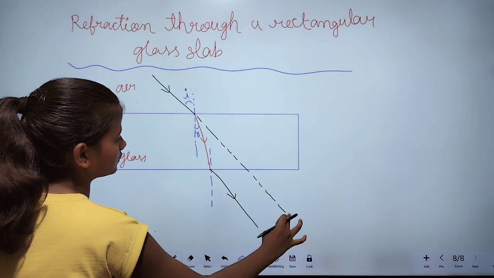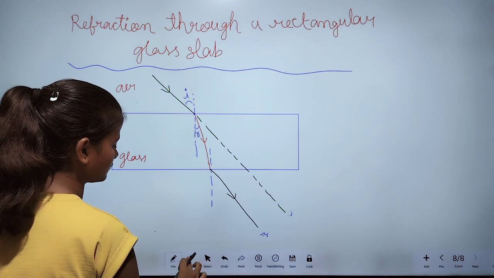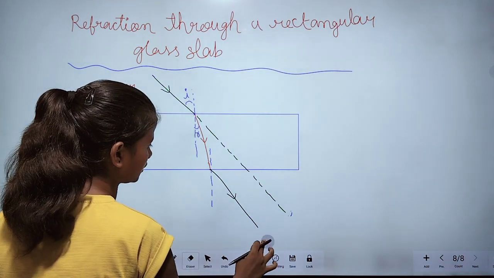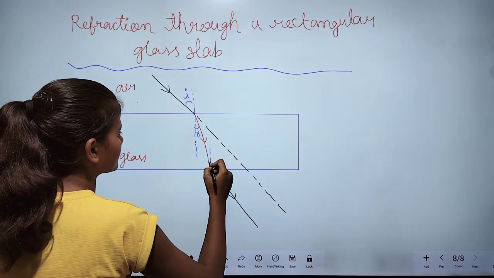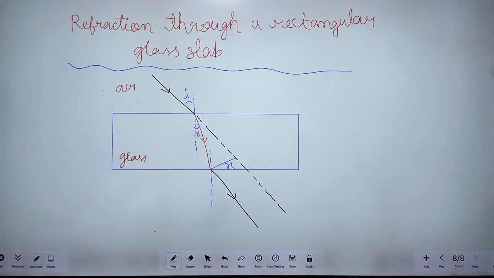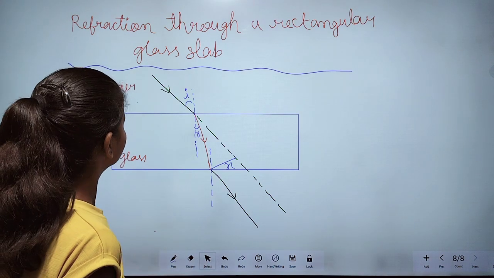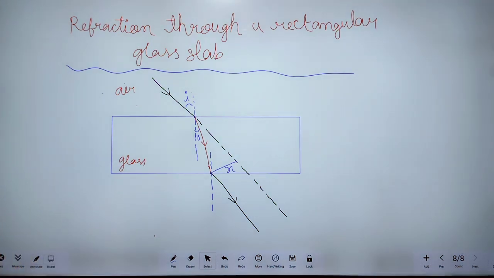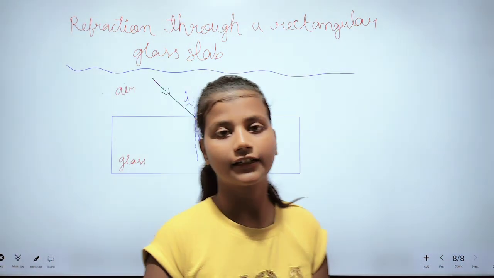So both lines are parallel to each other. Here the distance is our x. So this is the refraction through a rectangular glass slab. I hope you understand this figure very well, and all the things that we learned today. The last one is the refraction through a rectangular glass slab.